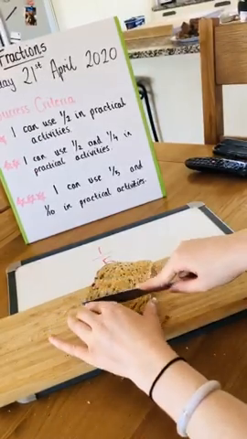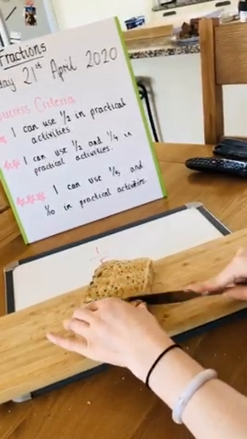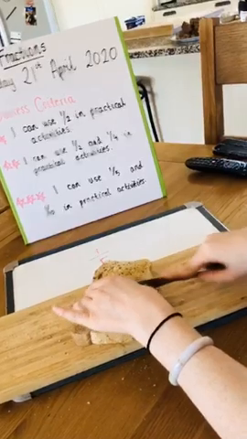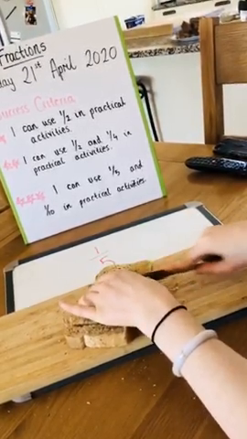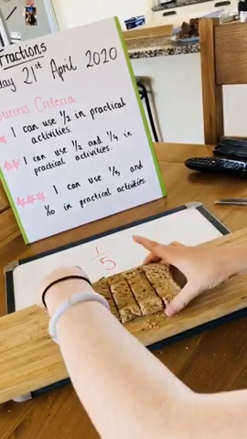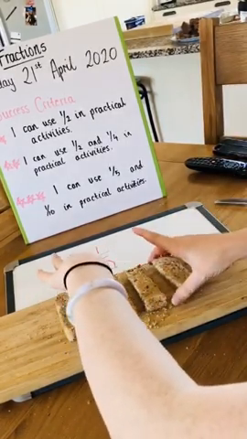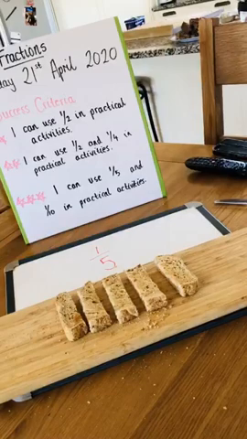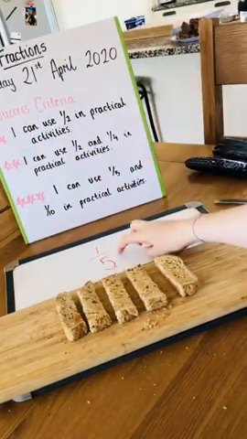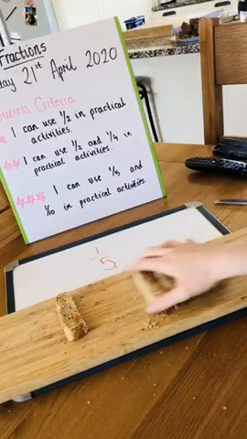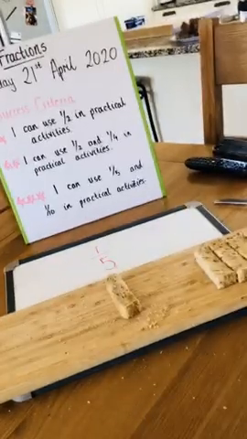1, 2, 3, 4, and 5. So here are my 5 pieces. So I've split this piece of toast into fifths. But I only want to show one of the fifths because I've got a fraction of 1/5 here. So I take these away and I have 1/5.